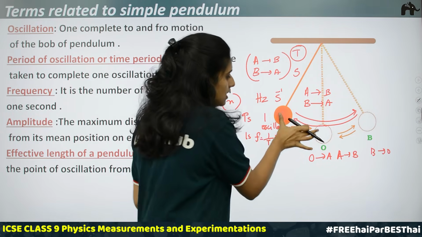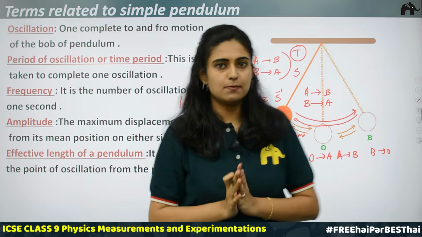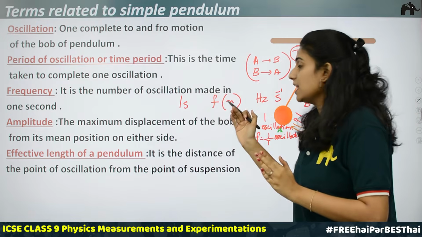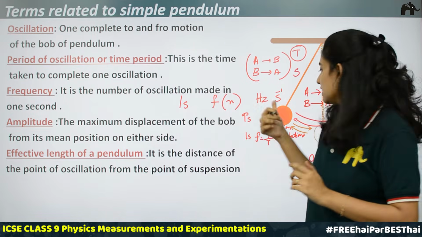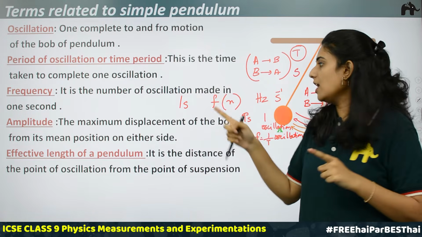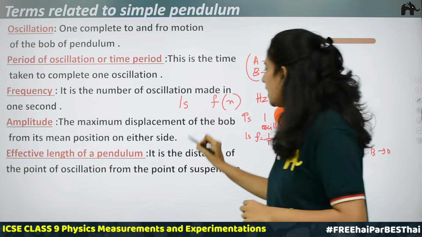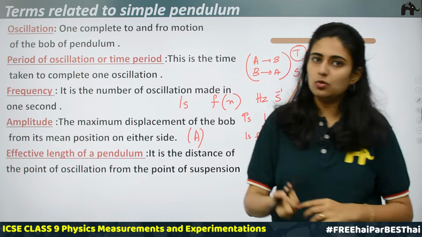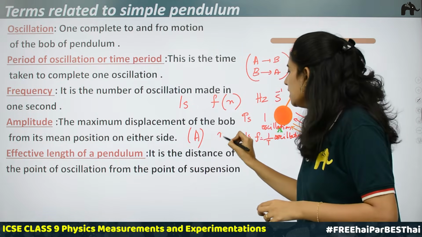Here this is the amplitude, the maximum displacement from its mean position. Here A and B are the extreme positions. So, this displacement is called amplitude, which is represented by capital letter A, and since it is a length, the unit will be meters.